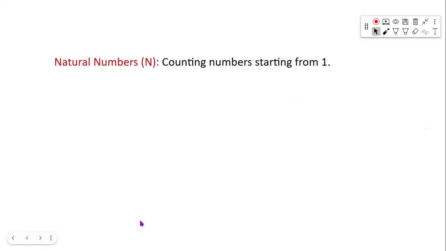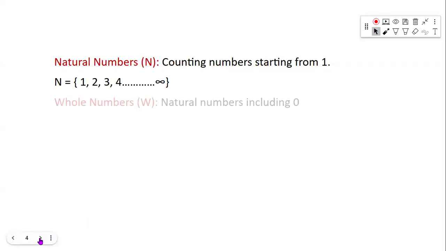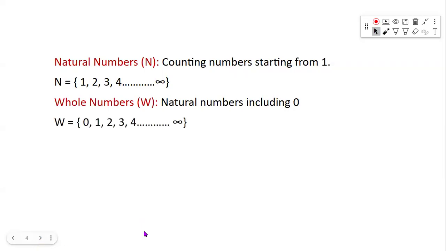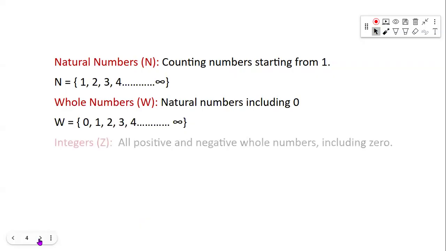So natural numbers, okay, so usually you start with one. Counting numbers starting from one and they are represented as N. So this is natural numbers, so 1 to positive infinity. And whole numbers, if I include 0, it becomes whole numbers, from 0 to positive infinity. Integers, all positive and negative whole numbers including 0.